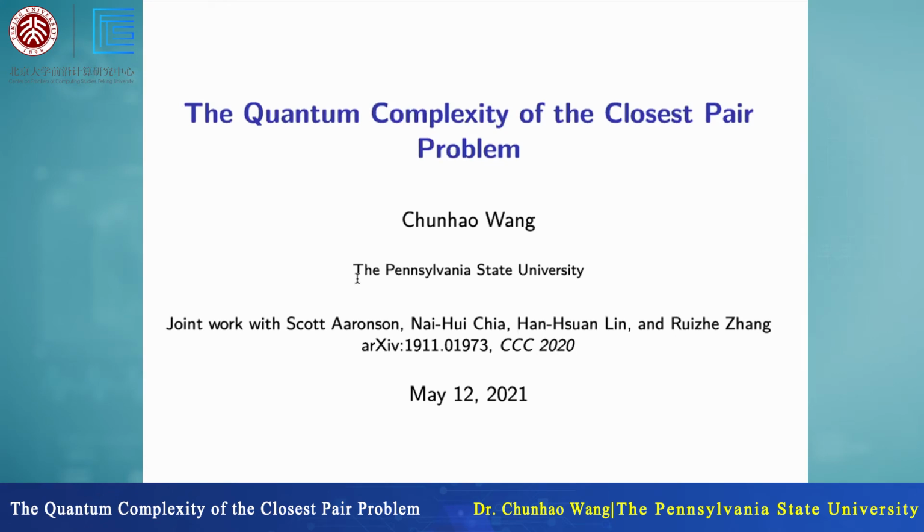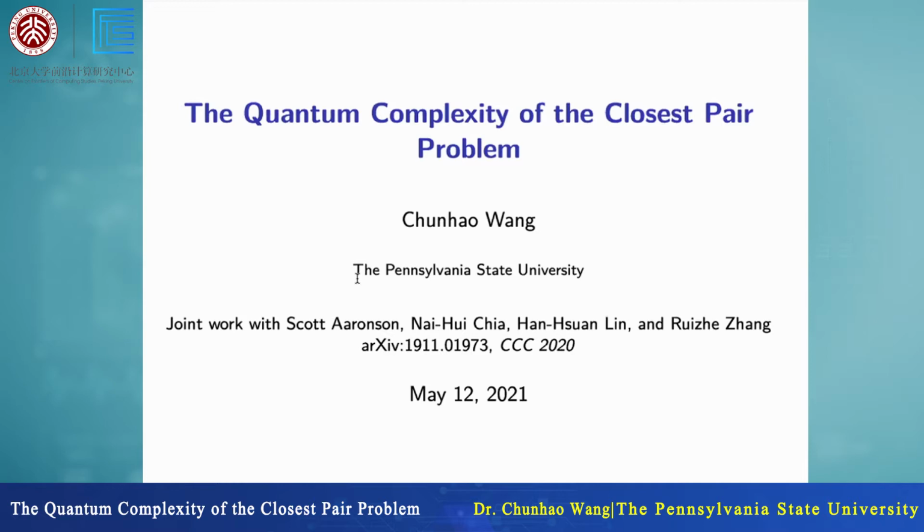I'm going to talk about the closest pair problem and the quantum upper bound and lower bound for this problem in different scenarios. This is joint work with Scott Aaronson, Naihui Jia, Han Xuanling, and Richard Zhang. This is the arXiv number. If you want to read the full details, you can find the full paper there.